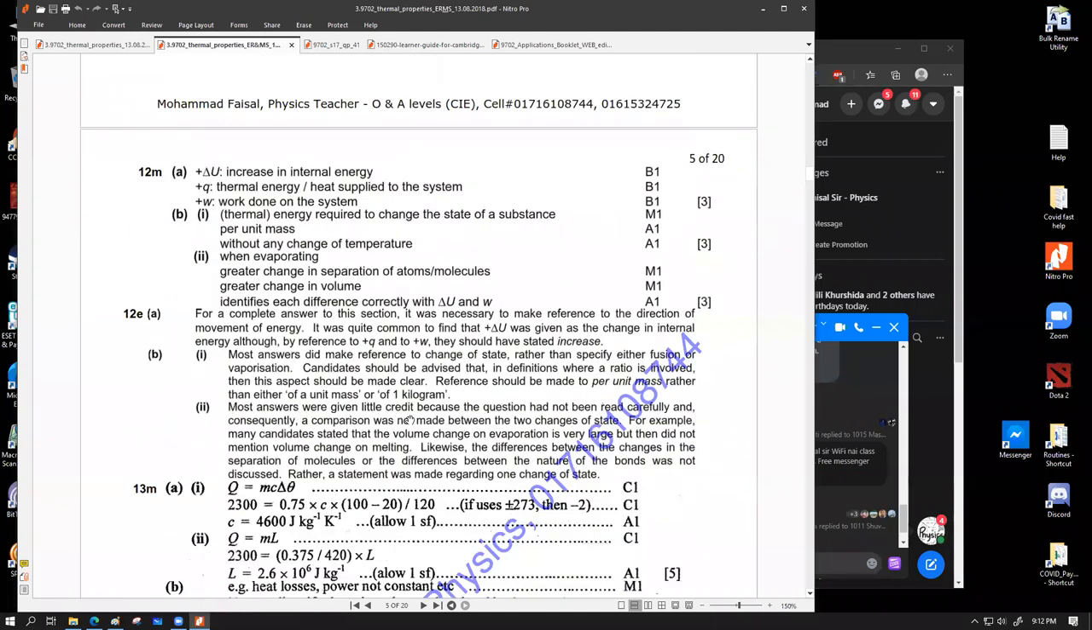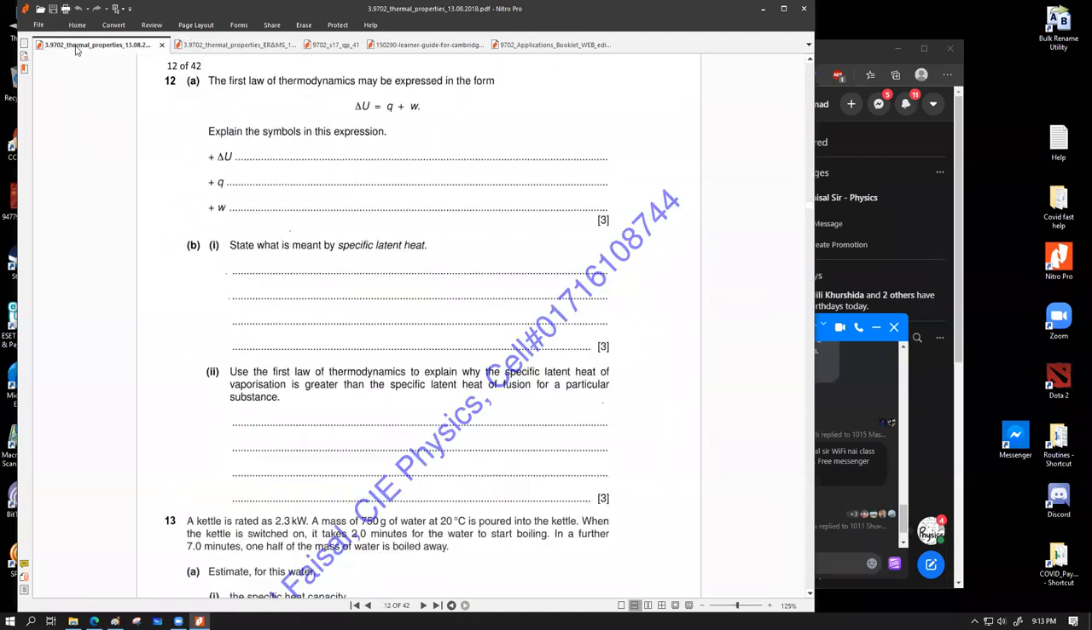Most answers were given little credit because the question had not been read carefully, and consequently a comparison was not made between the two changes of state. For example, many candidates stated that the volume change on evaporation is very large, but then did not mention the volume change on melting. Likewise, the differences between the changes in the separation of the molecules, so the difference between the nature of the bonds, was not discussed. Rather, a statement was made regarding one change of state. Okay, I get it. The question was asking exclusively why the specific latent heat of vaporization is greater than the specific latent heat of fusion for a particular substance. So we have to compare both of these things.